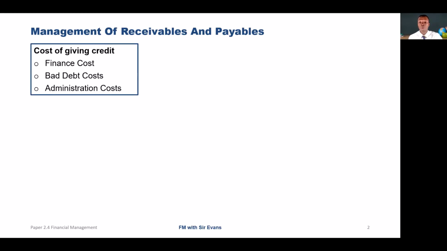Some of them include, one, the finance cost. That is, there is higher investment in working capital if the credit period is bigger. The cost is the time period times the cost of capital. Now we have the bad debt cost. The customer may never pay for the goods supplied. And administration costs, which is the additional cost to negotiate the terms that we give to the customers.